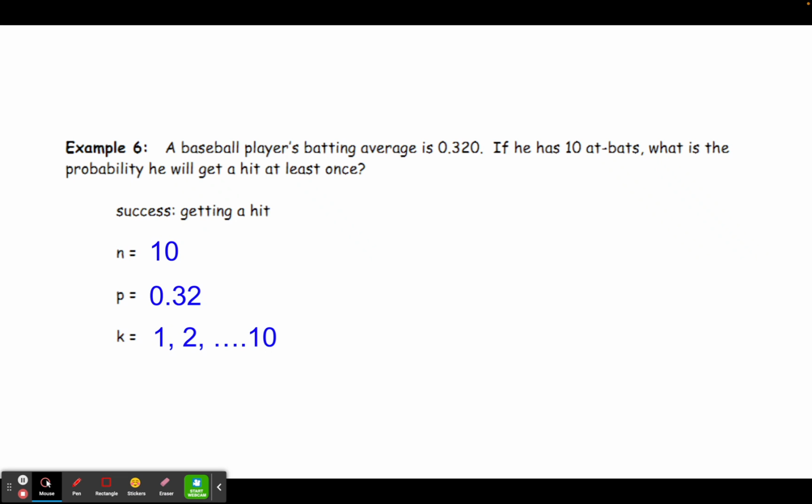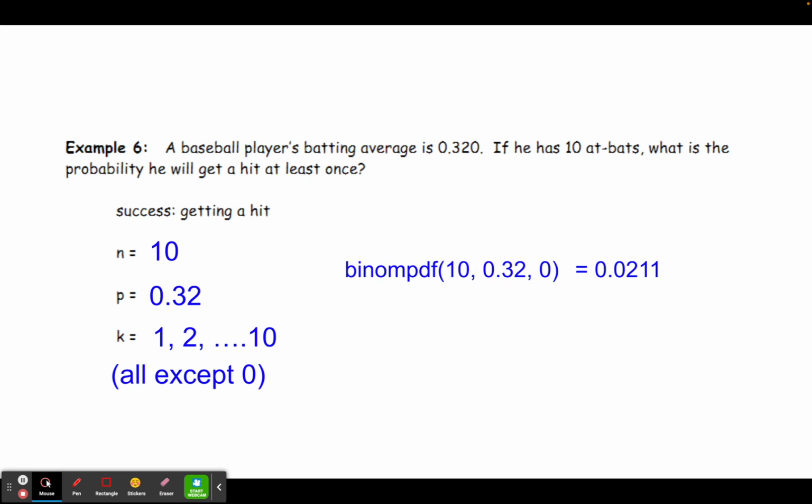So rather than doing those 10, let's just calculate the one we are not including, which is 0, and then subtract that from the total for our sample space, which is 1. So I'll use my calculator shortcut. We'll do binomial PDF with those parameters. And that gives me a probability of 0.0211. Therefore, the probability that he gets at least 1 hit would be 1 minus that, which is 0.9789.